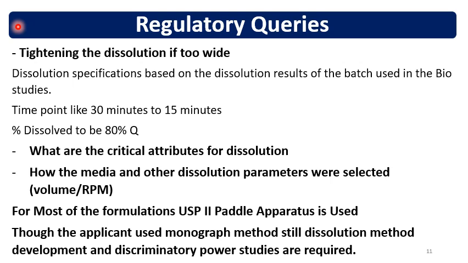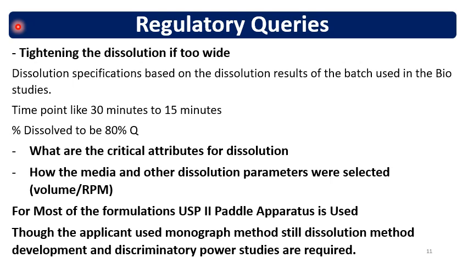Then what are the critical attributes for dissolution? The agency asks for the critical attributes for dissolution. How were the media and other dissolution parameters selected? This is one of the very frequent questions. How you have selected the volume, how you have selected the media, and how you have selected the RPM. These things are required to be part of the dissolution method development.